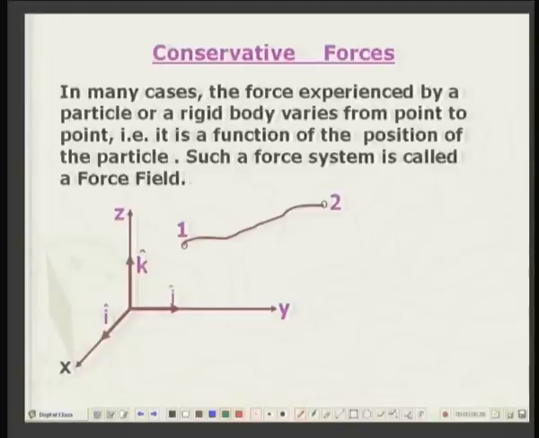Before we start with the principle of stationary potential energy, I would like to define some concepts which are very useful. First of all, we will talk about conservative forces, but before I introduce what conservative forces are, let me talk about force field. When the force is a function of the point in the given region of three-dimensional Euclidean space, the force is called a force field.